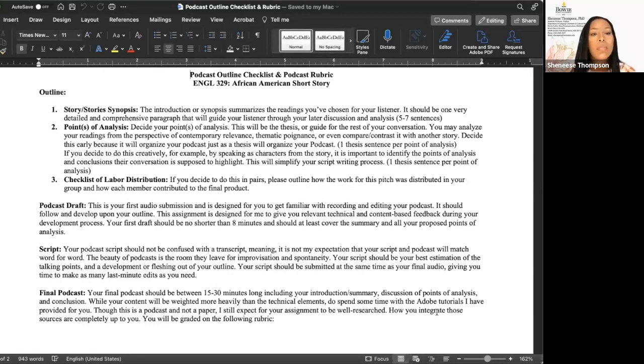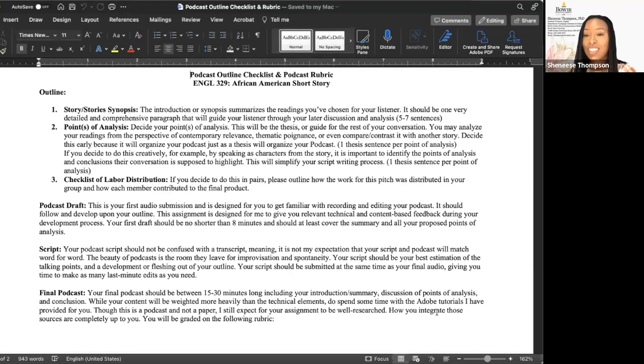All of them have submitted to me an outline, which did include a story synopsis. So they had to give me a summary of the story that they're going to use, their points of analysis, because they need to have a thesis statement, even though this is a podcast, and then a checklist for labor distribution. I gave my students an option to either work solo or in a group.